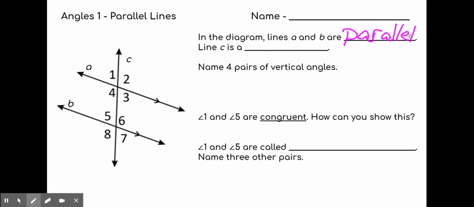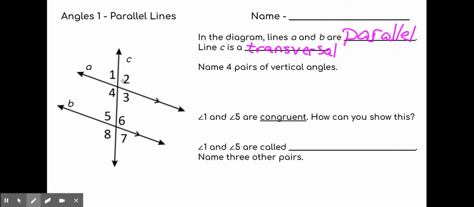And parallel lines never intersect, right? They go on and on forever and they never touch. And again, these little arrows in the middle of the line is what tells us that they are parallel. And then line C is drawn here in the middle of the diagram and it goes through the lines and it is called the transversal. Transverse means to go across. So this line, line C, goes across line A and line B.